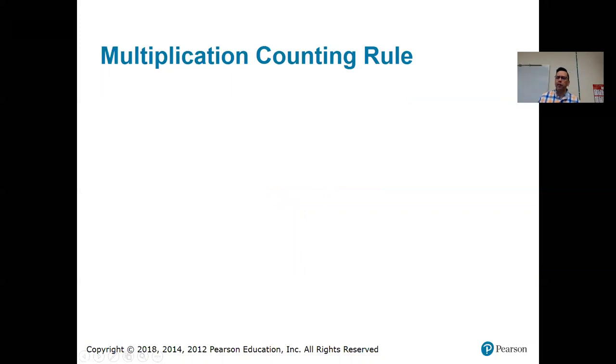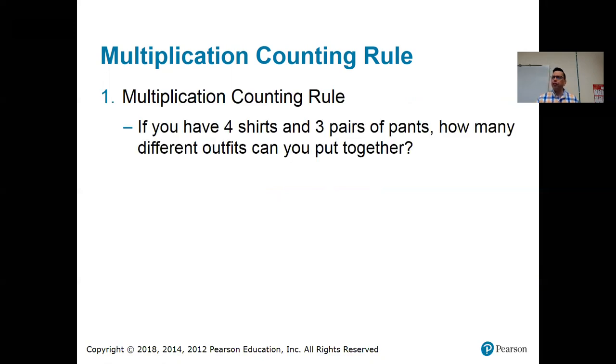So we're going to start with what they call the multiplication counting rule. And the tired old cliche example of the multiplication counting rule is this. Suppose that I have just done my laundry and I reach into my clean laundry basket and there are 4 shirts and 3 pairs of pants. How many different outfits can you put together if you have 4 shirts and 3 pairs of pants?